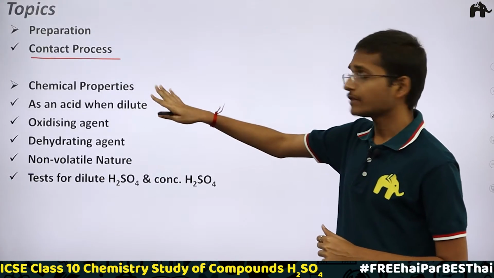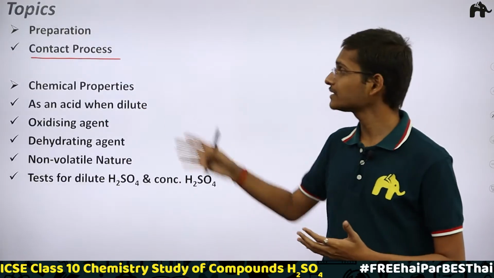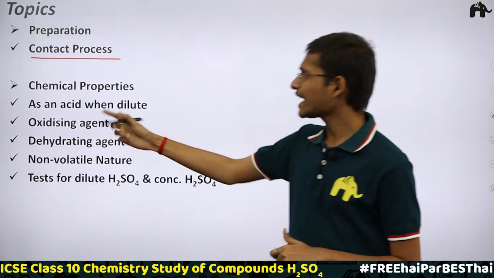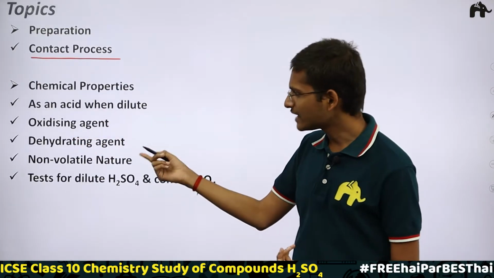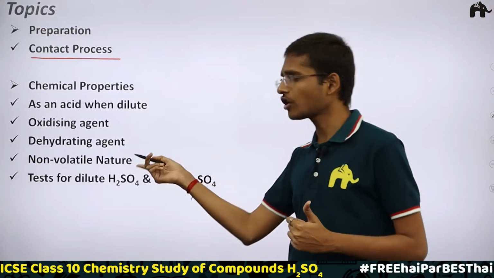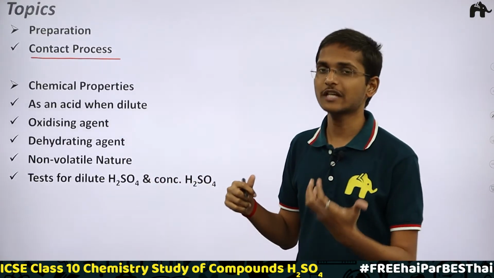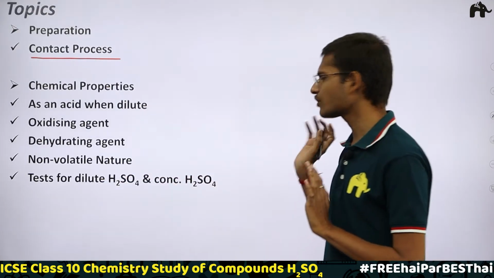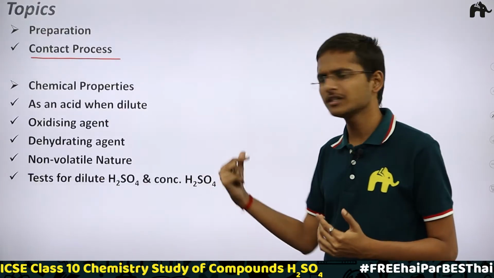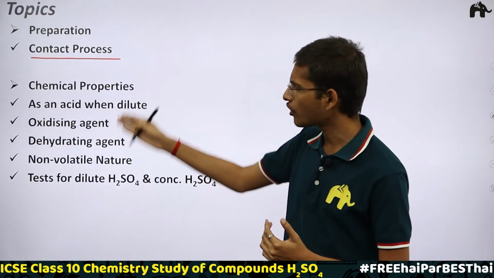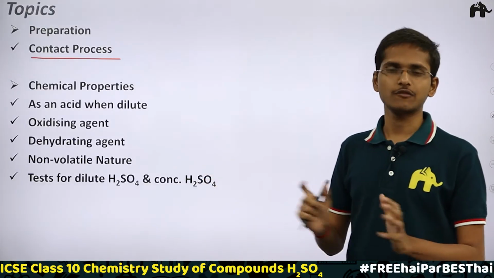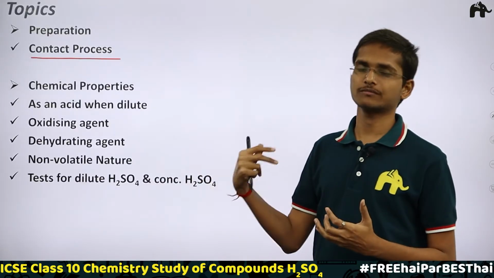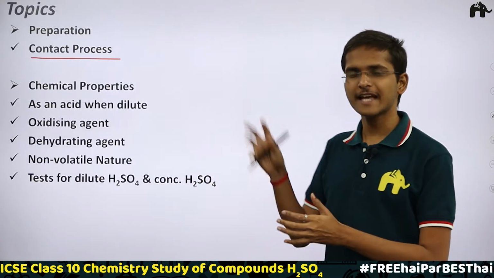Now, apart from that, we are going to see some very interesting chemical properties, like when it behaves as an acid when it is dilute, as an oxidizing agent when it is concentrated, as a dehydrating agent when it is concentrated, and its non-volatile nature, the concentrated sulfuric acid's non-volatile nature. And lastly, we are going to see some tests for dilute sulfuric acid and concentrated sulfuric acid, which you would actually understand if you follow all these four chemical properties. It would be very easy for us. So it's a quite small topic, but yes, so many reactions we have to study. It's very interesting to study these reactions of sulfuric acid.